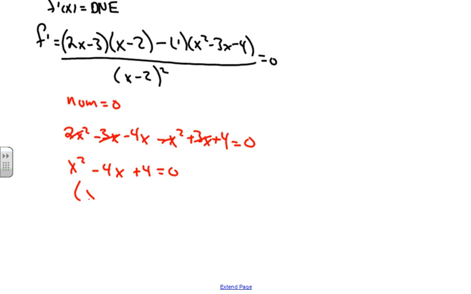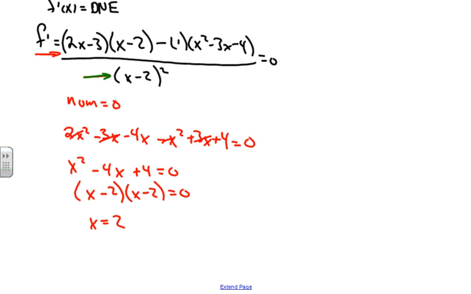So we factor it, and we realize we have x minus 2 squared. So we have a critical number at x equaling 2. We also want to look at our denominator right here. Maybe in a different color: I'm going to say the denominator is in green, and the numerator, where we look for the zeros, is in red.